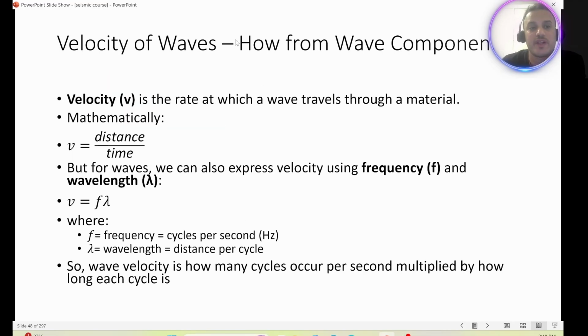And the equation to calculate the velocity of waves: the velocity is distance over time, but in seismic we have the frequency and wavelength. So velocity equals frequency multiplied by lambda, the wavelength. So we have frequency, cycles per second, hertz, and we have the wavelength, the distance per cycle. So wave velocity is how many cycles occur per second, multiplied by how long each cycle is, and we get the velocity.